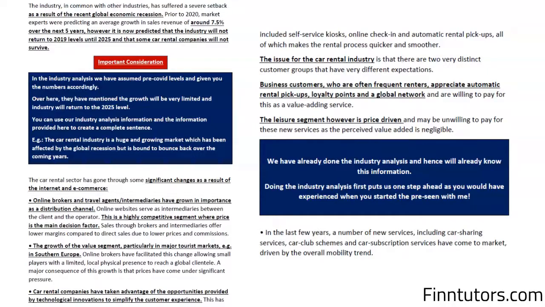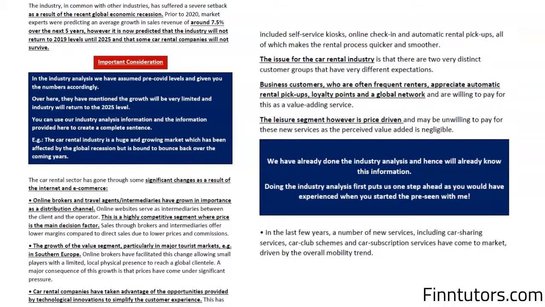Next, the car rental sector has gone through some significant changes as a result of the internet and e-commerce. There are online brokers and travel agents which are now available. This is a highly competitive segment where price is the main decision factor. Everybody is going to choose on price. There is growth of the value segment, particularly in major tourist markets, for example Southern Europe. Again, this can be seen as an expansion opportunity for us. Let's start a brand that focuses on the value segment in Everland or in other parts of Europe. That is being done by most companies around the world.